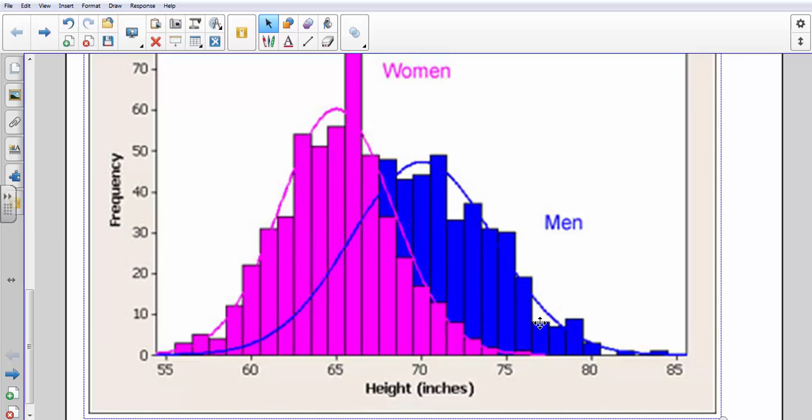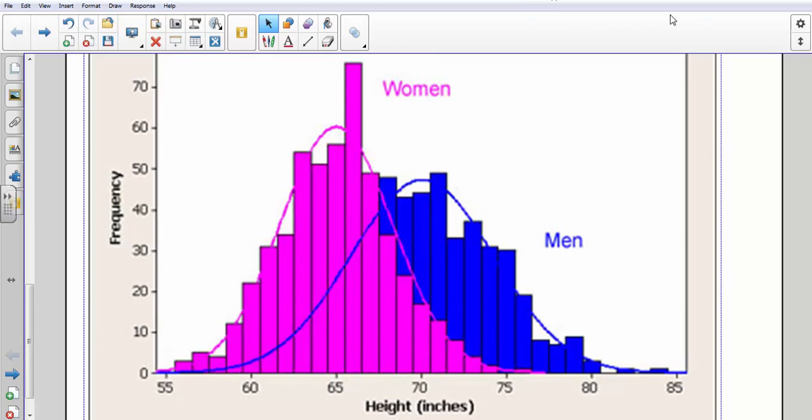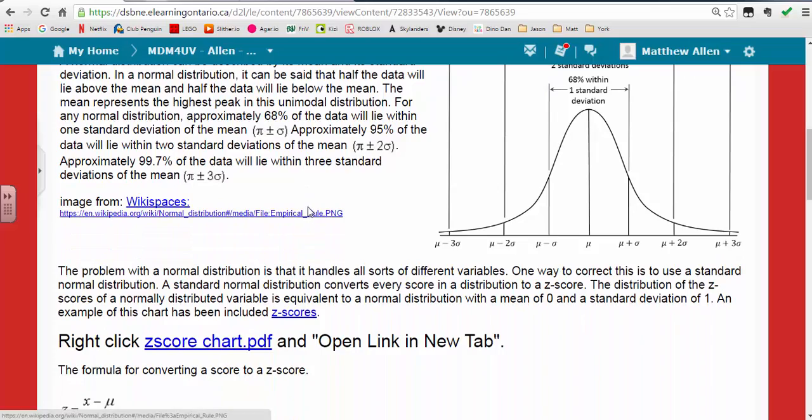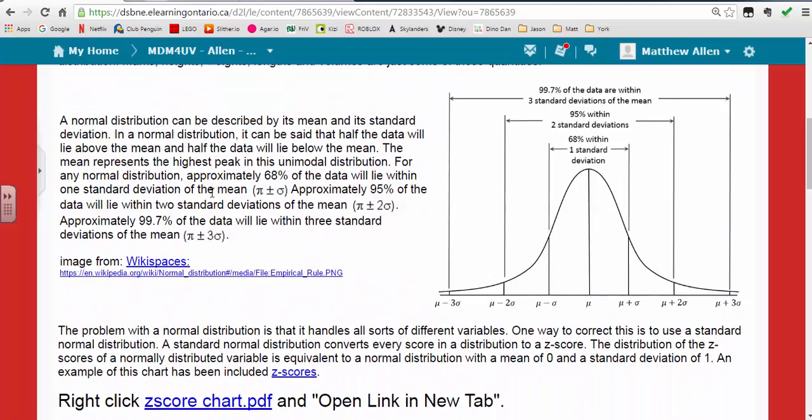I don't know exactly where this information came from, whether it's how big the population is, but you still have that general shape at this point. So the idea is that knowing that, we can use that information to make approximations. And the information here fits with this diagram.